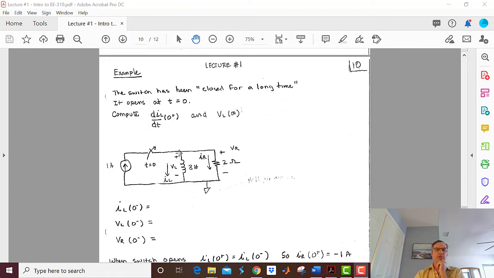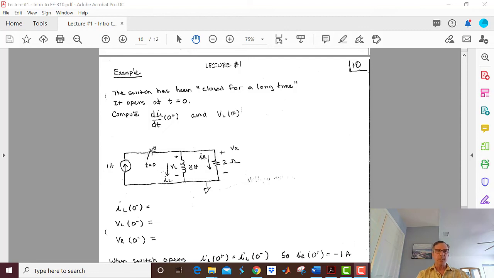I know that there's no steady state voltage across the inductor because that's one of my rules, or I can just say V equals L di/dt, and because di/dt is zero, the voltage is going to be zero. But it's easier for me to use the intuitive argument on that side of the table and say, no voltage across here. So that means the current at time equals zero minus is going to be going this way, and it's going to be 1 amp.